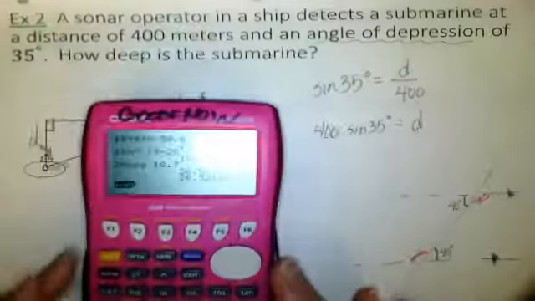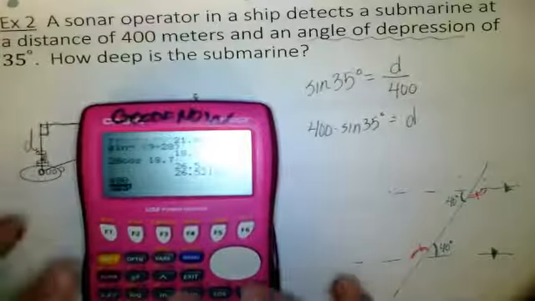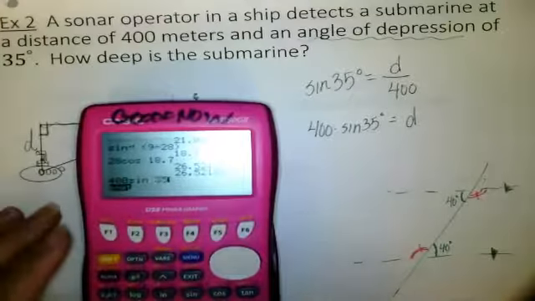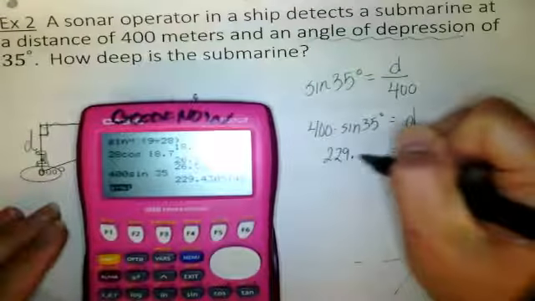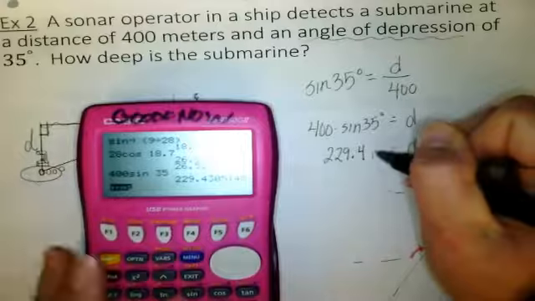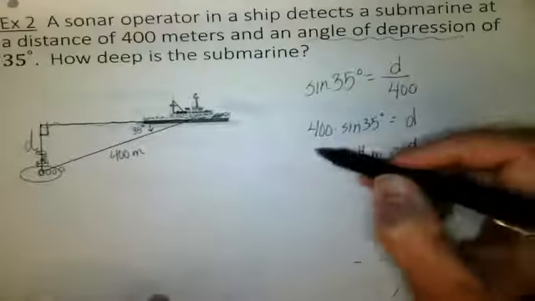400 times the sine of 35 degrees. 229.4-ish meters. Pretty deep.